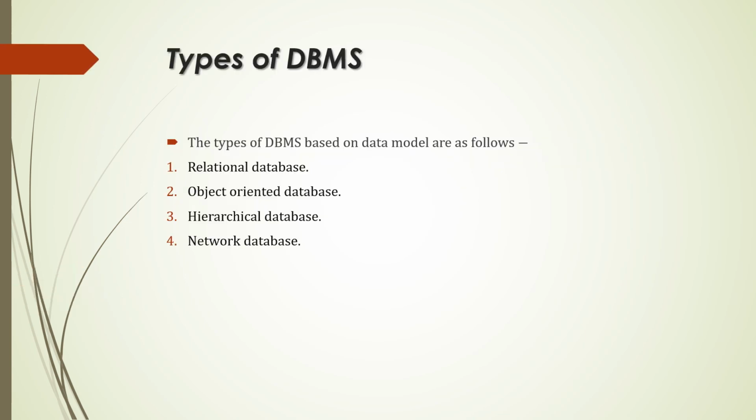The first one is the relational database, the second one is the object oriented database, the third is the hierarchical database, and the fourth is the network database. Now, you have probably heard of object oriented concepts in other programming languages like Java and Python, right? That means object oriented concepts are also present in these database management systems.